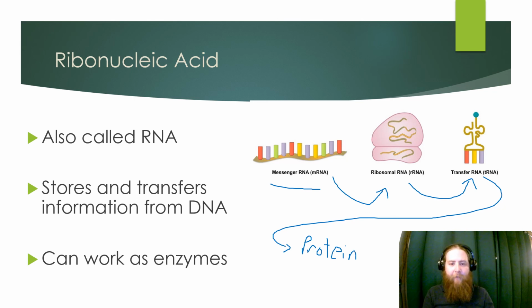The other function we talked about with RNA is that it can work as an enzyme. We call these enzymes specifically ribozymes. If somebody says, okay, this is an enzyme we're talking about, think protein. But if they say ribozyme, think ribonucleic acid derivative.